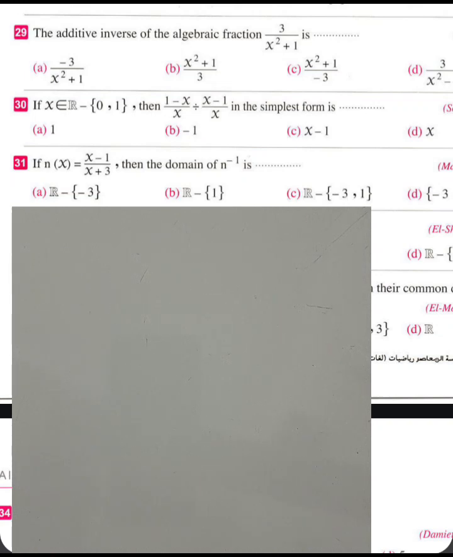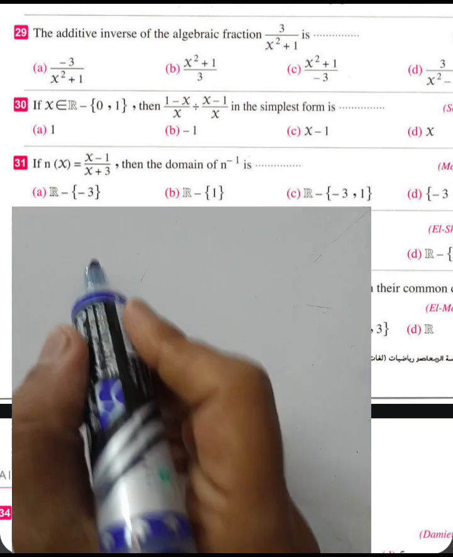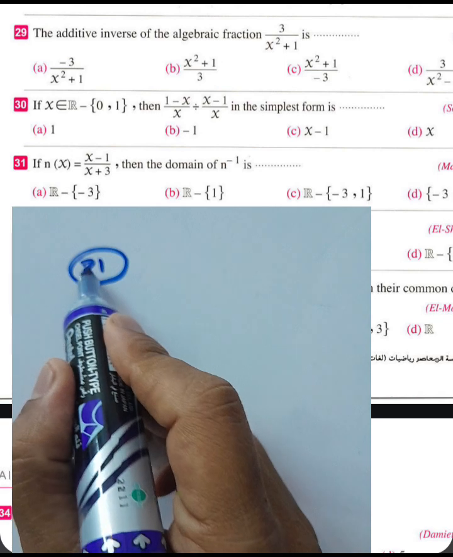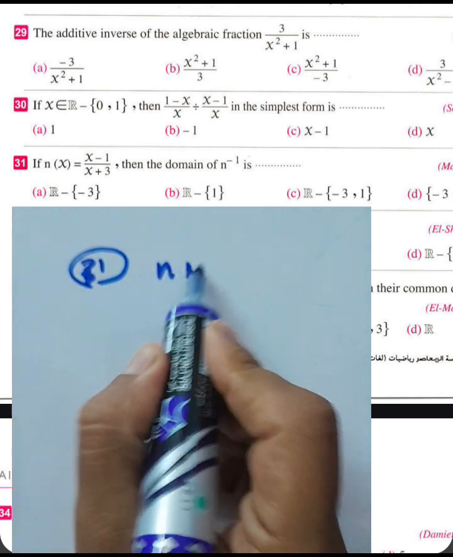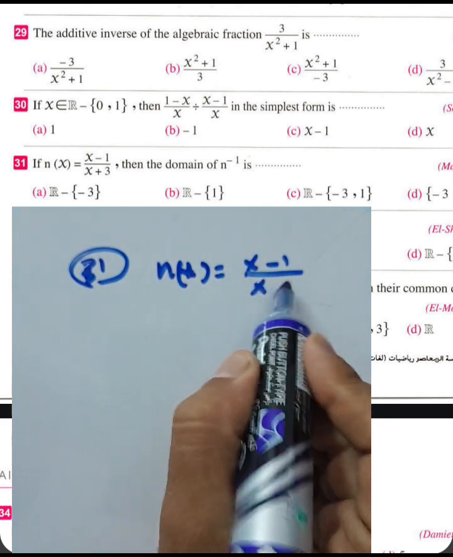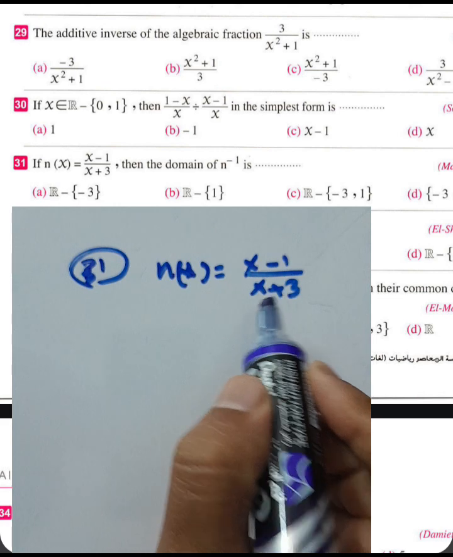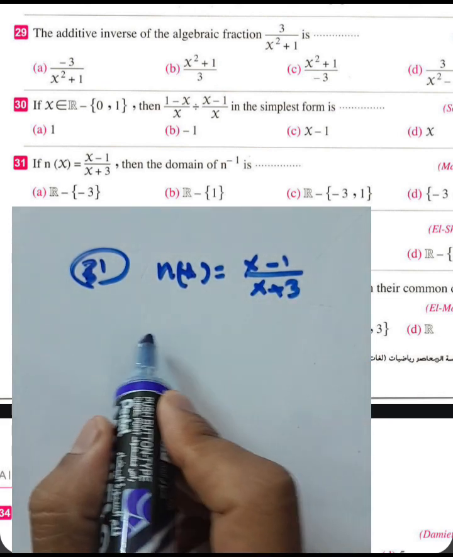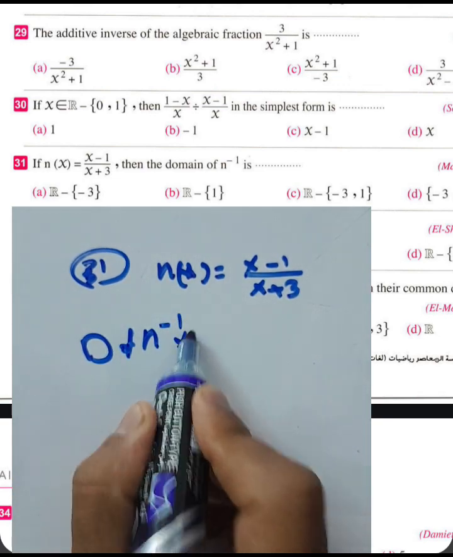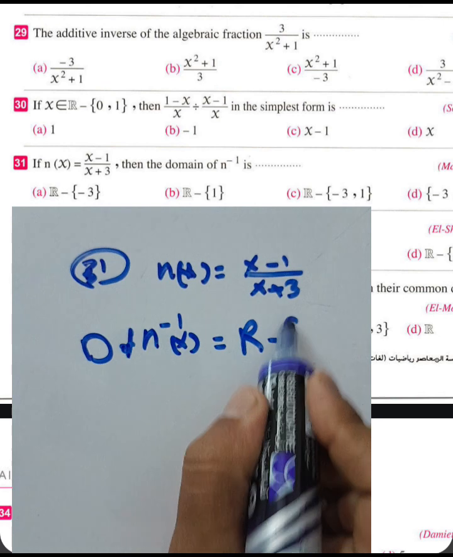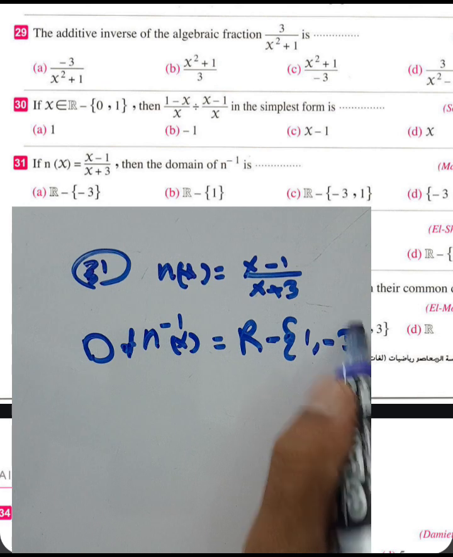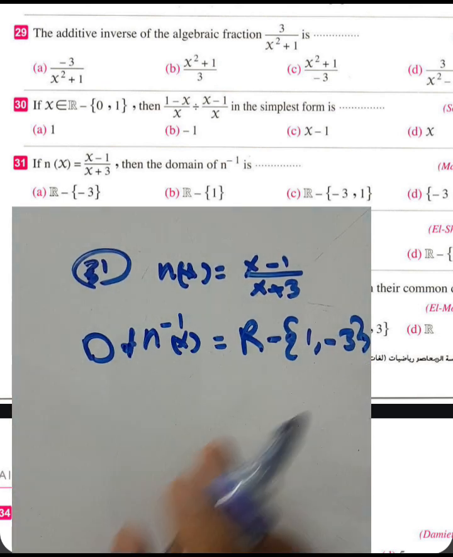We'll complete questions from Master book number 31, page 25, general revision. Look with me at question number 1. If we have n of x equal x minus 1 over x plus 3, then the domain of n power negative 1 equals what? The inverse of this function, we want to find the domain of n power negative 1 of x. It will be R subtract the zeros of numerator and denominator, right? 1 and negative 3. The domain will be R subtract 1 and negative 3.